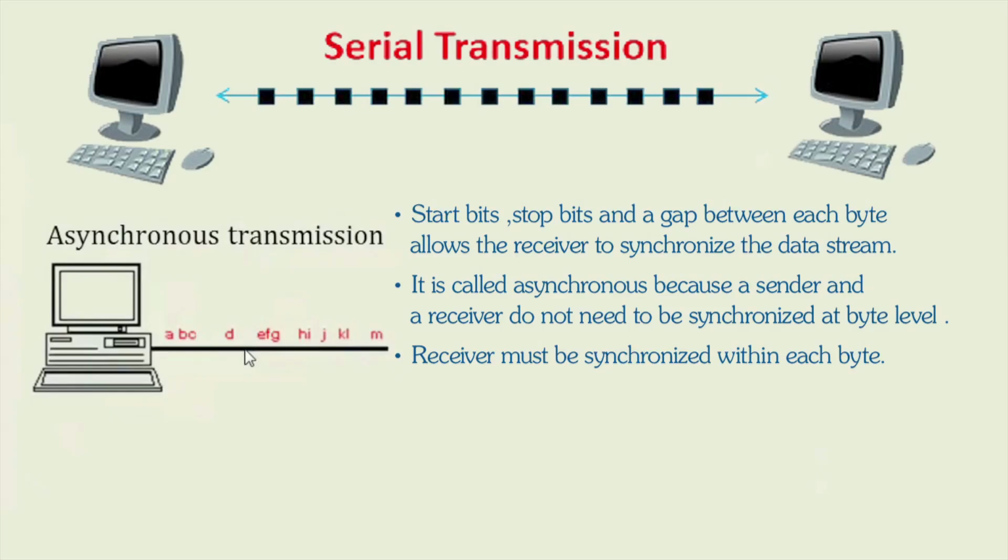After that, again, sender and receiver are not synchronized. When the second byte starts, again a start bit will come, the receiver will start counting, and after the first bit comes, it counts whether the second bit has come or not, something like this. After the second byte is complete, then both are not synchronized. So the receiver and transmitter are synchronized within each byte.